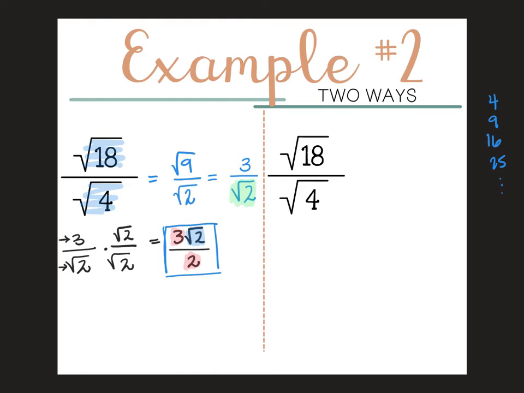Another way you can approach the same problem is maybe immediately you recognize that square root of 4 is actually a perfect square and it's just 2.